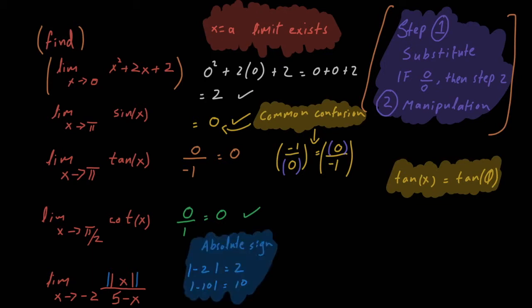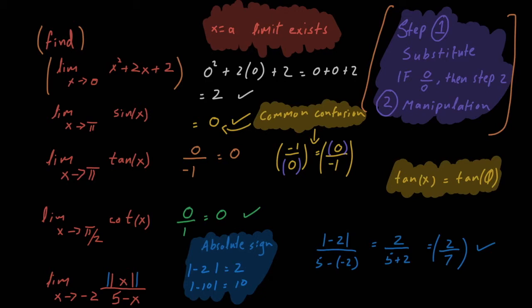We know that step 1 of finding limits of such questions is simply substitution. So we will substitute -2 into the equation. So we'll get absolute of -2 divided by 5 minus -2. The absolute will become positive, so it will be 2 divided by 5 plus 2, which is 2 divided by 7. So this is your answer. The limit does exist and the value is 2 over 7.